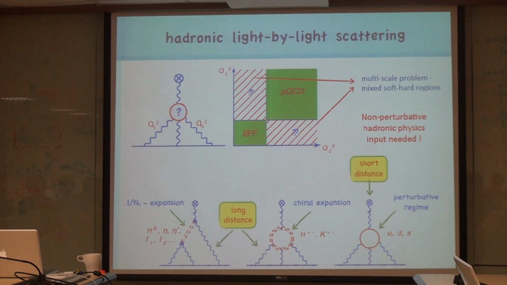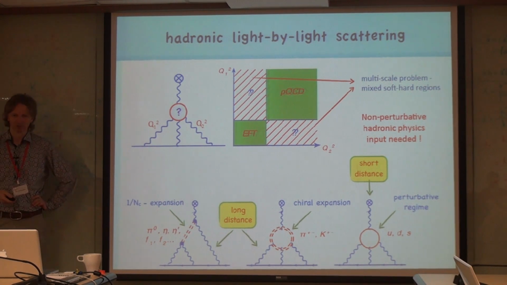And usually in these intermediate regions, there's no model-independent tool to describe it ab initio. So you need as much information from experiment as possible in order to cover this.